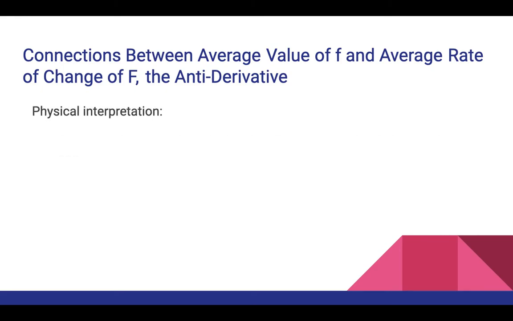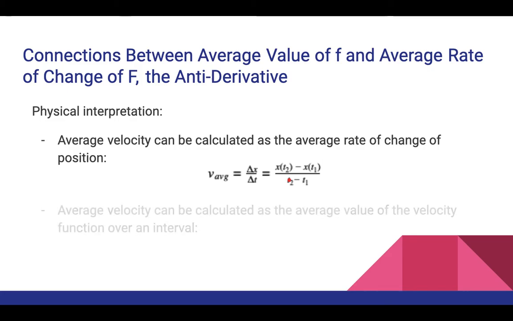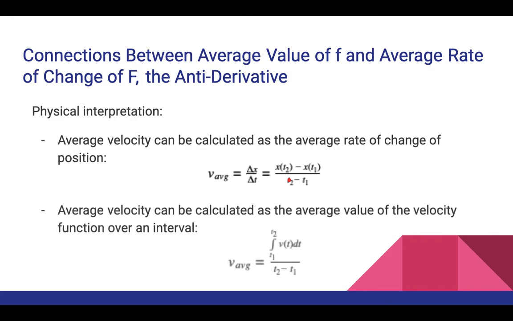So a physical interpretation that we can use to think of this last result on our last slide, in order to put it on better footing, is that average velocity can be calculated as the average rate of change of position, like we saw back in Unit 3. Average velocity equals average change in position divided by time, so x of t2 minus x of t1 divided by t2 minus t1. Or the other way that we could calculate our average velocity is as the average value of the velocity function over an interval, meaning we can take the integral of our velocity function over t1 and t2 and divide that by t2 minus t1. So we can see that both of these equations are the same.